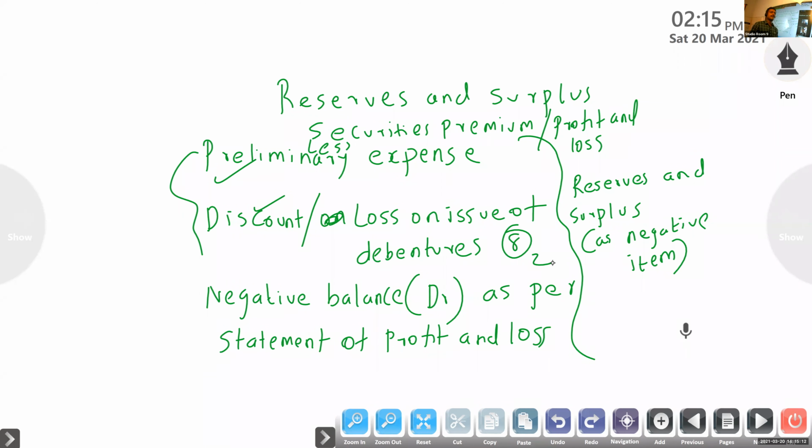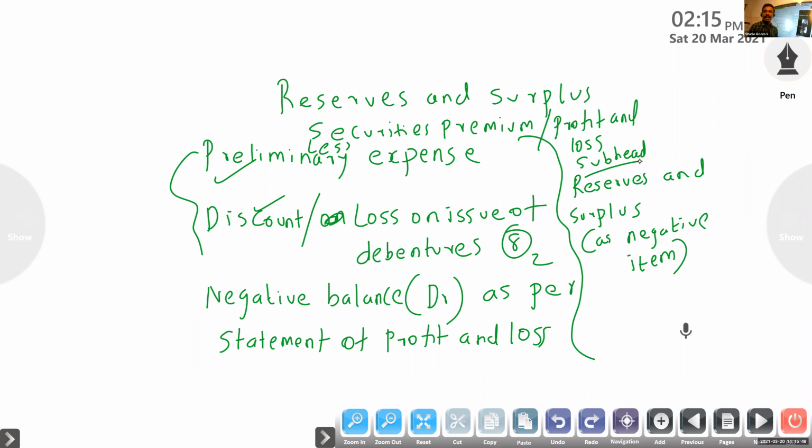Under non-current, that means fictitious assets. For what purpose are we writing them? For write-off purpose. So how to write off? From securities premium, or if securities premium is not there, from the profit and loss account. Clear? So these are the items under reserve and surplus. The subhead is reserve and surplus, with a bracket for negative items. Only these three items are negative items. The major head is shareholders' fund.